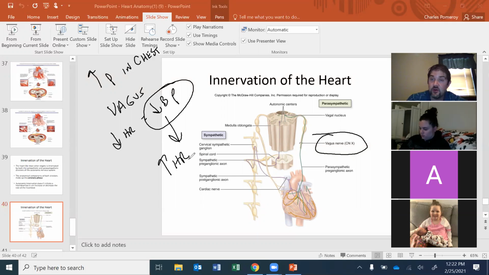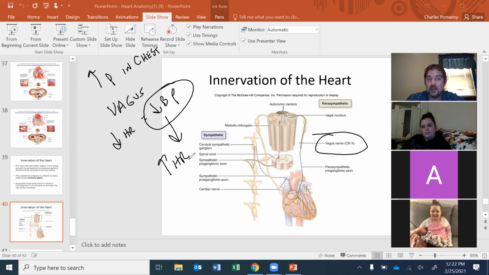Now, you can also purposely trigger the vagus nerve to slow down the heart by acting like you're using the bathroom. And they actually use it for certain conditions like supraventricular tachycardia. So when somebody has a fast heart rate, they'll tell them to bear down like they're using the bathroom, and that will trigger the vagus nerve to slow down the heart.